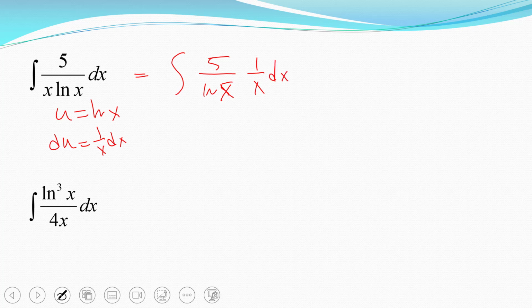So the substitutions then are obvious. This then becomes the integration of 5 over u, and 1 over x dx, that's just du.